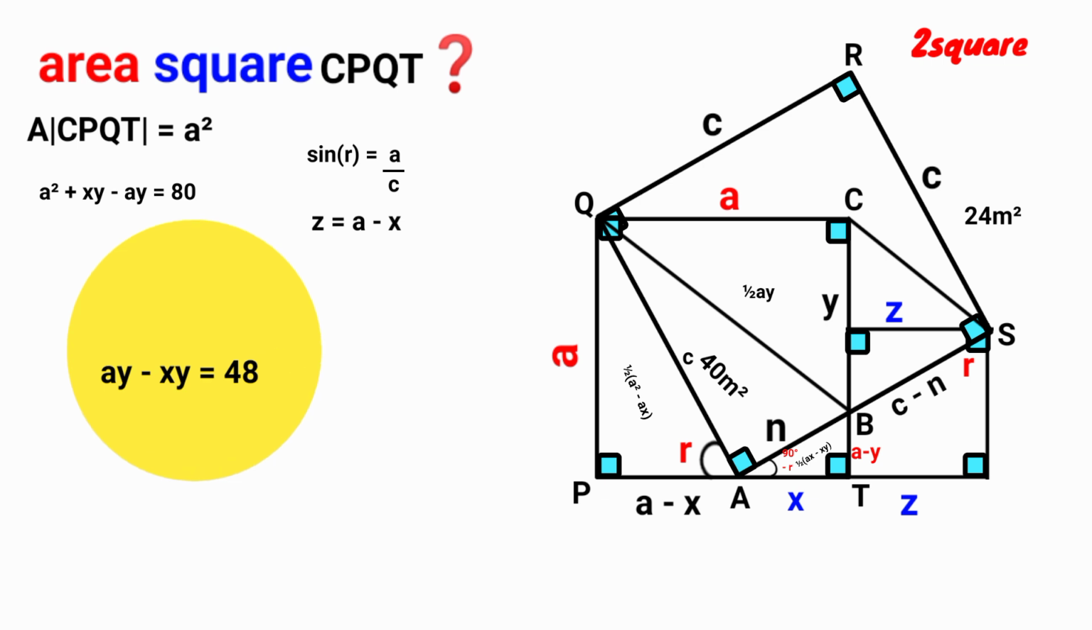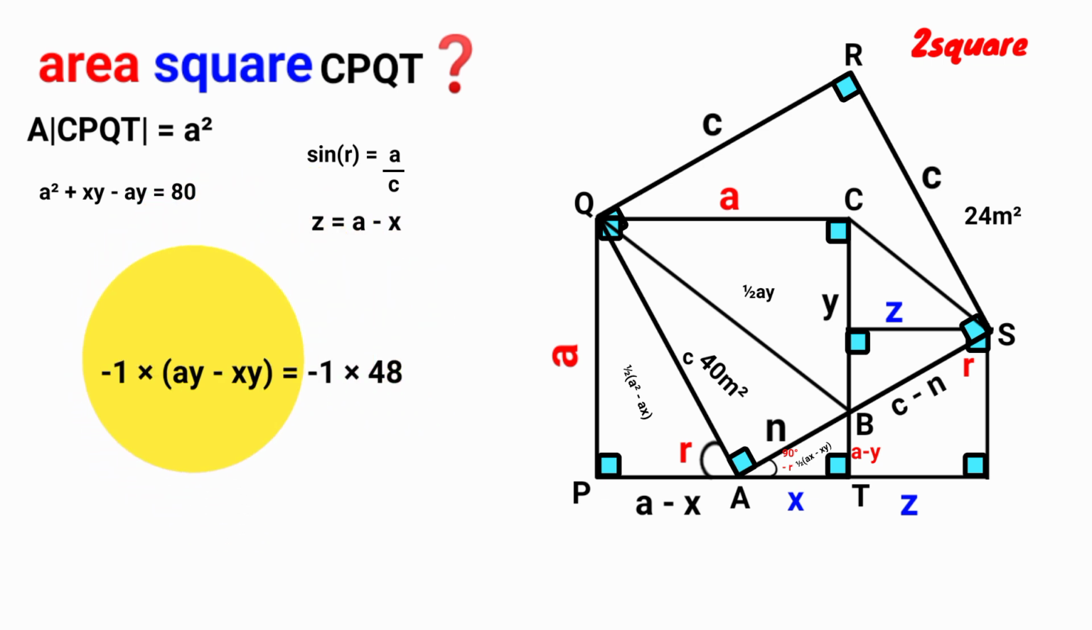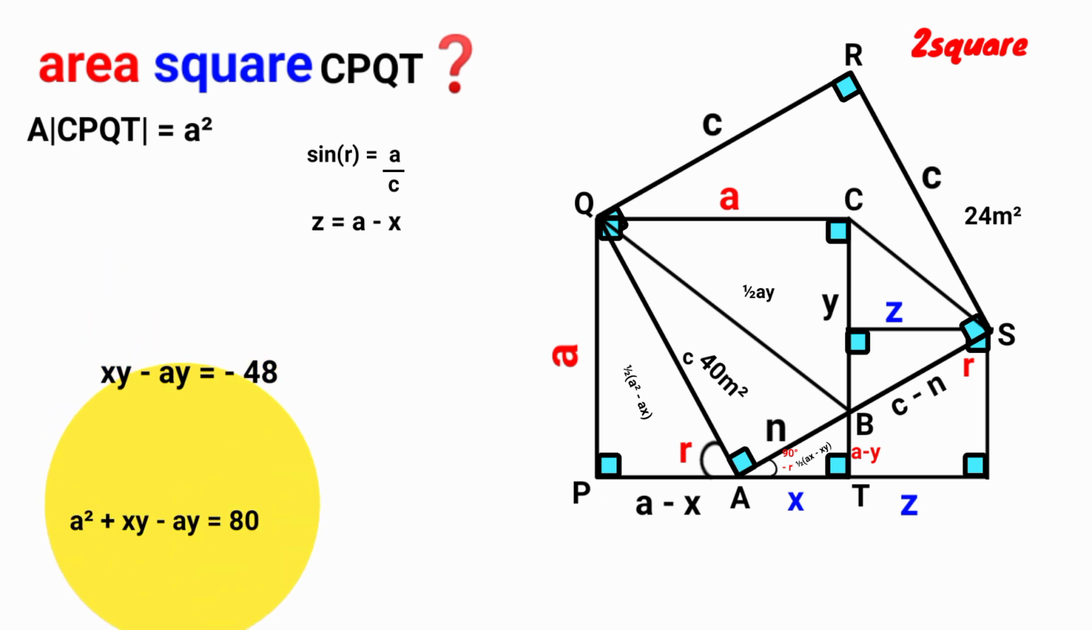Multiply both sides by minus 1. Here minus 1 times ay minus xy is minus ay plus xy, which is xy minus ay, while here minus 1 times 48 is minus 48. So xy minus ay equals minus 48. Come to this, our equation: a squared plus xy minus ay equals 80. Replace this xy minus ay with this value. So a squared minus 48 equals 80.